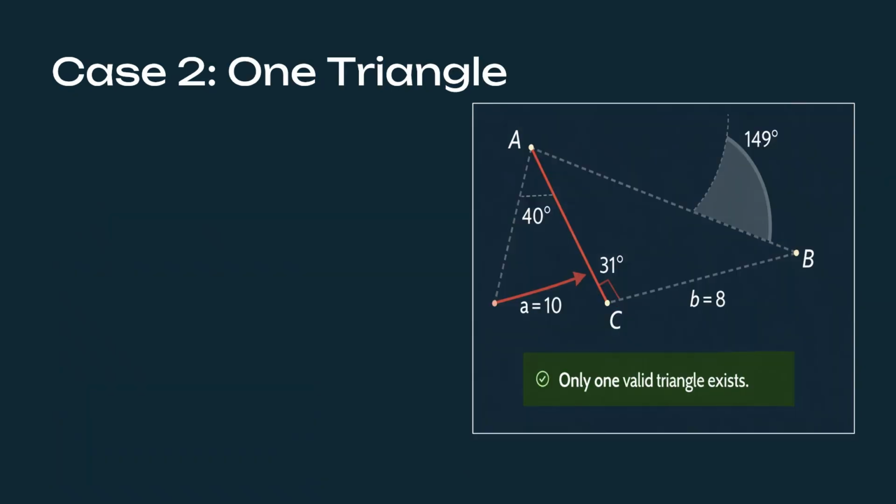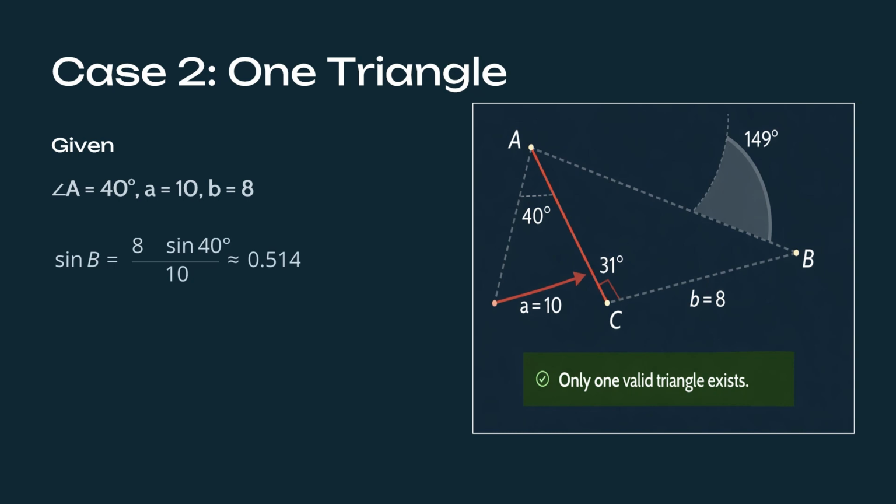In the last slide, we saw how sometimes no triangle can be formed. Now let's look at case 2, when exactly one triangle exists. Here's the setup. Angle A is 40 degrees, side a is 10, and side b is 8. At first, this looks like it could be ambiguous, but let's check carefully using the law of sines.